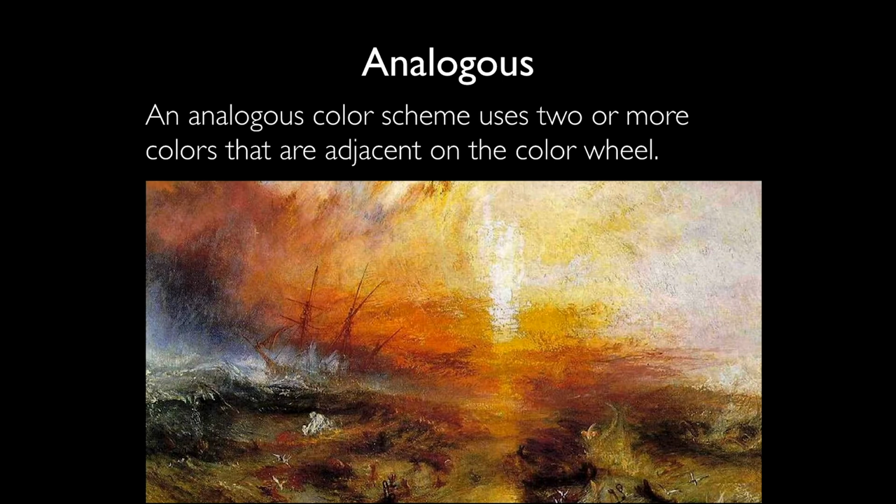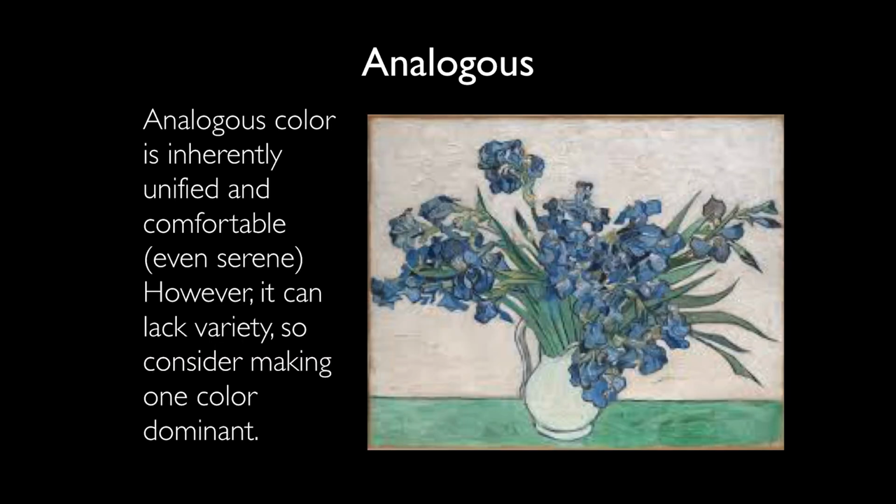Analogous color schemes are color schemes that use two or more colors that are adjacent on the color wheel. So things that are next to each other, like orange and red, or blue and green, or even three colors. You could go violet, blue, and red, or something like that. But they're things that are next to each other on the color wheel. Analogous color schemes, like monochromatic and achromatic, are inherently unified. They often feel comfortable. They might even feel kind of serene. However, like the previous ones we talked about, they can lack variety. So it's always a good idea with analogous color schemes to make one color more dominant than the others.